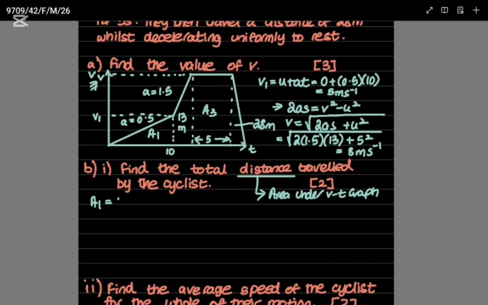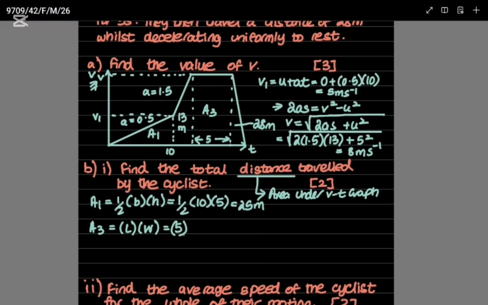Area 1 is a triangle, so it's half times base times height. So half, the base is 10, the height is v1, which is 5. So this gives you 25 meters. Now area 3 is simply a rectangle, so length times width. The base is 5, and the height we found out is 8, so 40 meters.